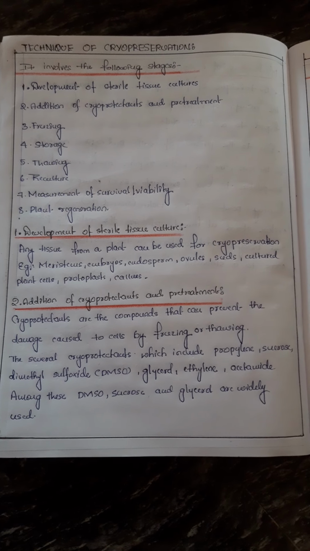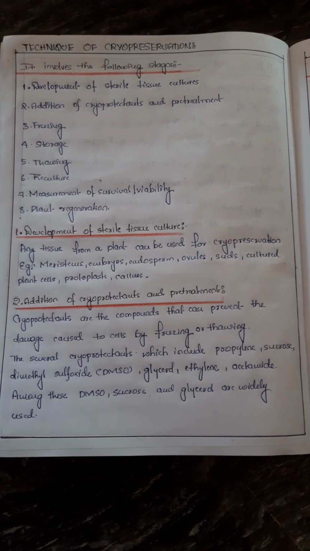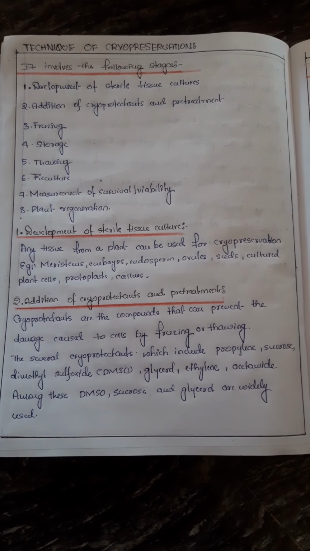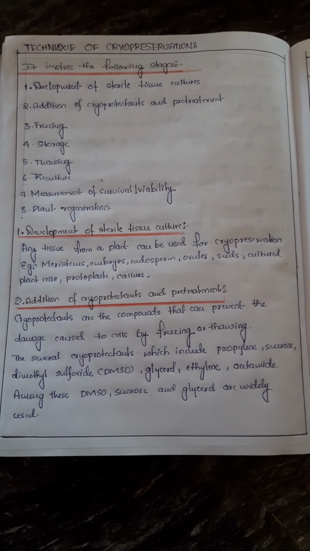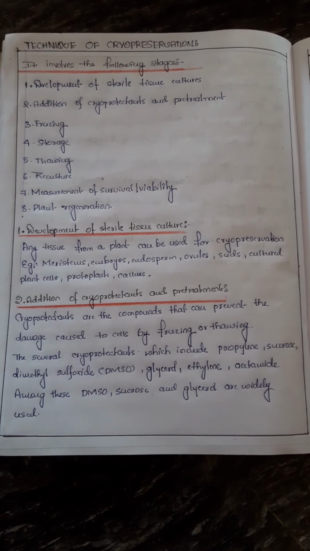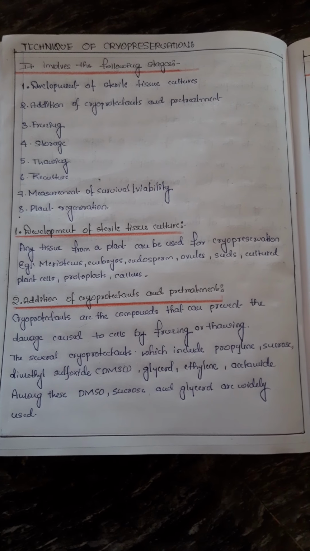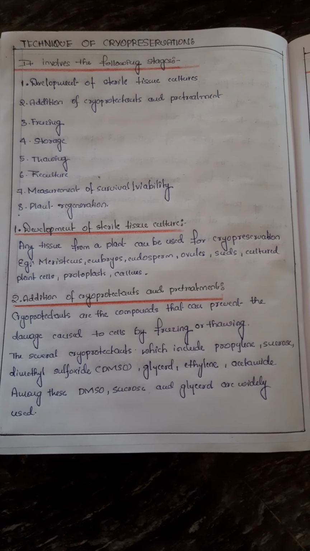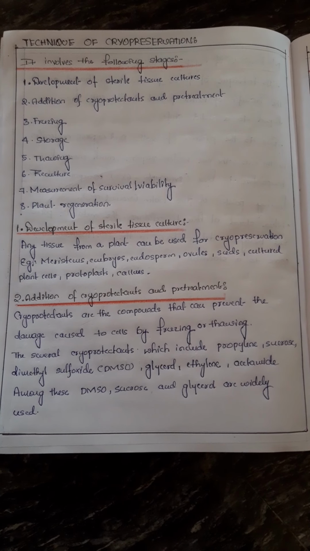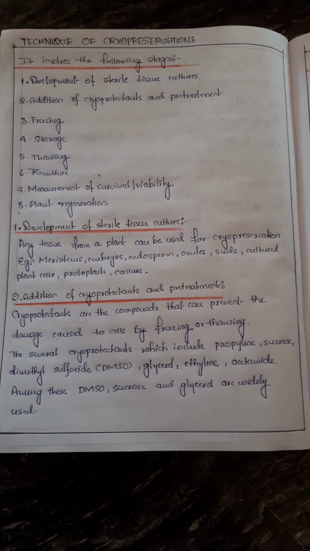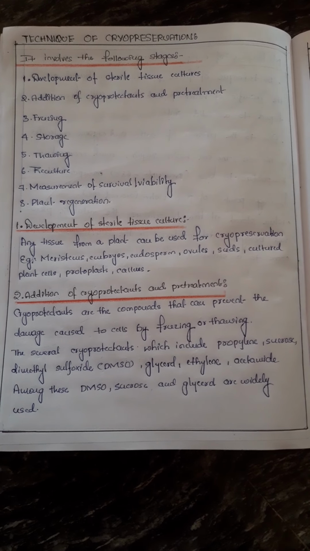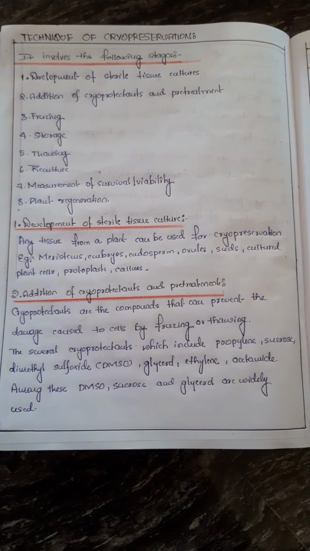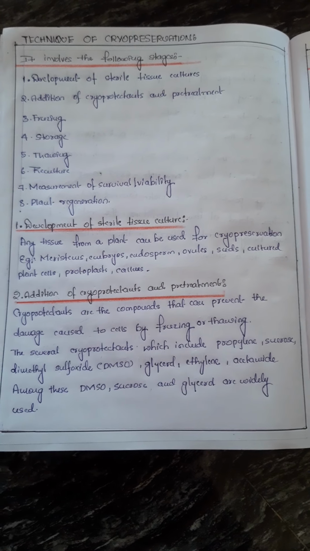It involves the following stages: development of sterile tissue culture, addition of cryoprotectants and pretreatment, freezing, storage, thawing, reculture, measurement of survival and viability, plant regeneration. First one is development of sterile tissue culture. Any tissue from a plant can be used for cryopreservation. Example: meristem, embryos, endosperms, ovules, seeds, cultured plant cells, protoplast, callus.